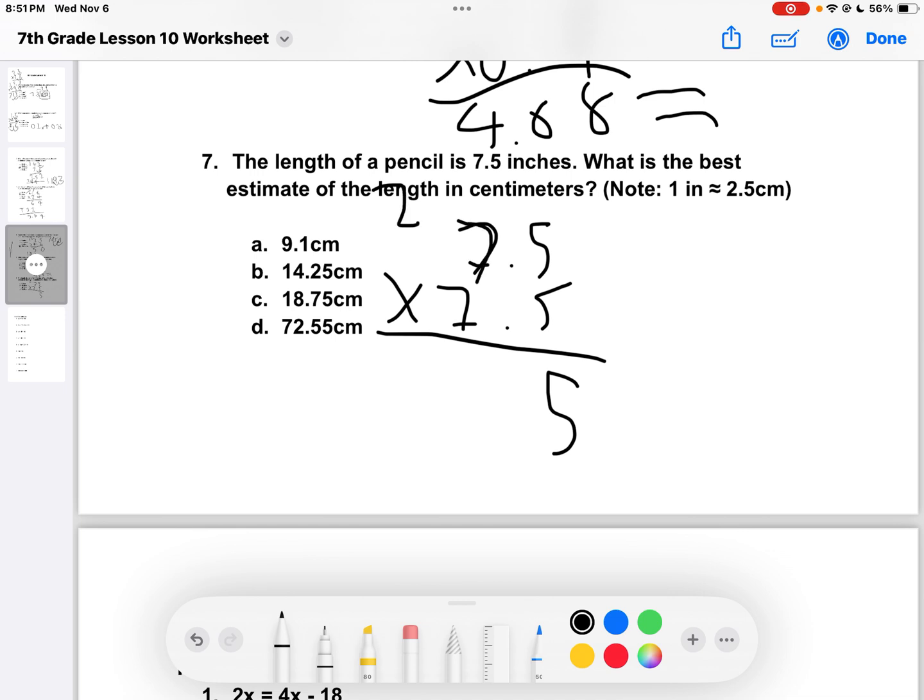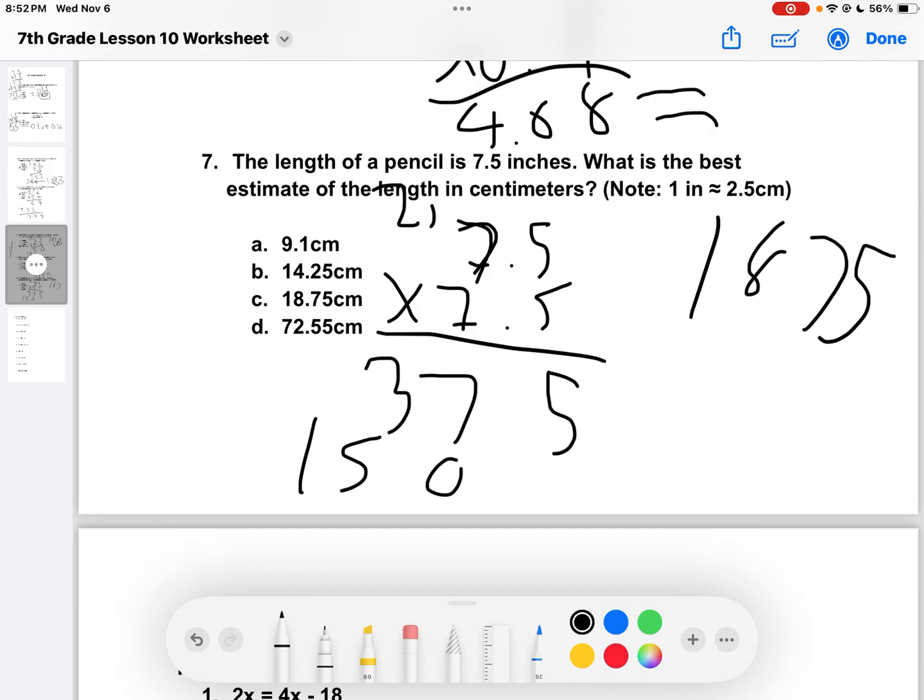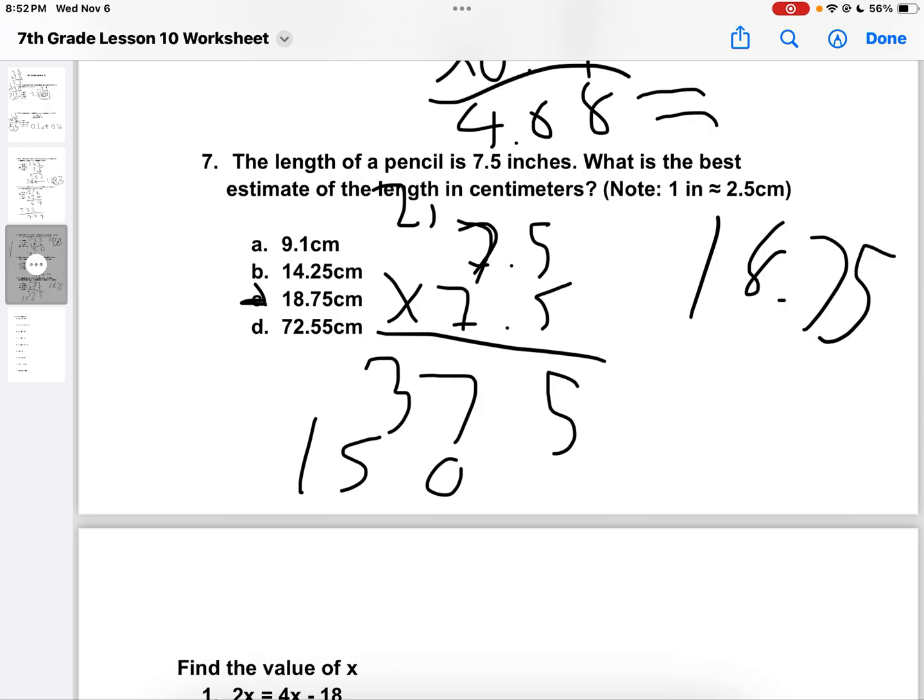7 times 5 is 35, plus 2 is 37. 5 times 2 is 10. Transfer the 1. 7 times 2 is 14, plus 1 is 15. So it'll be 1875. And 2 decimal places to the left, so it's 18.75. So the answer is C.